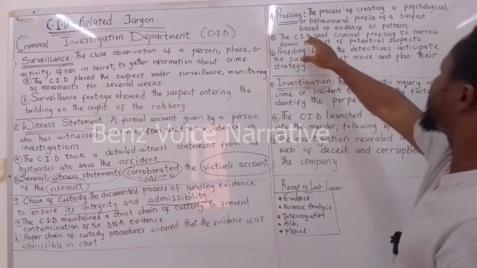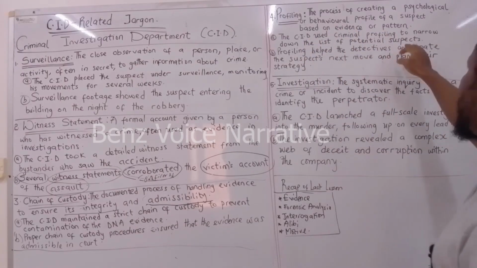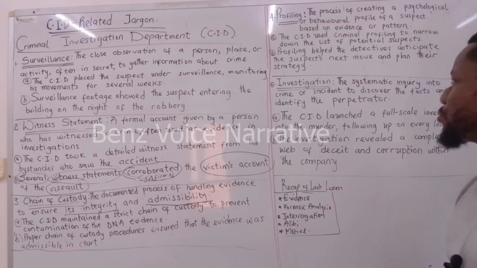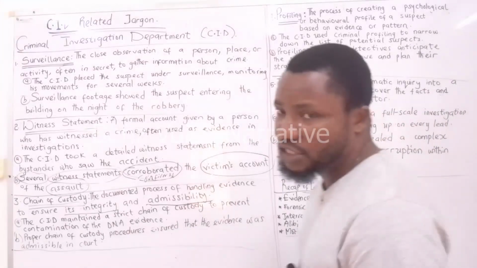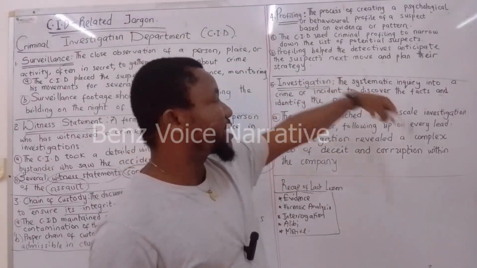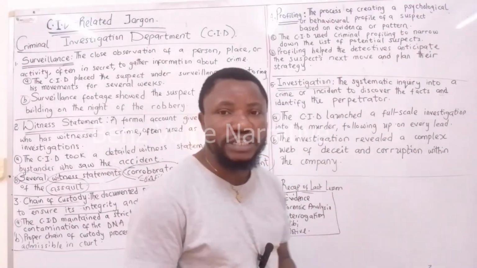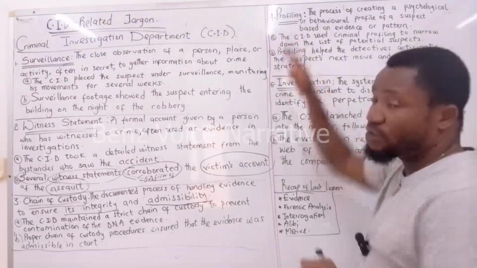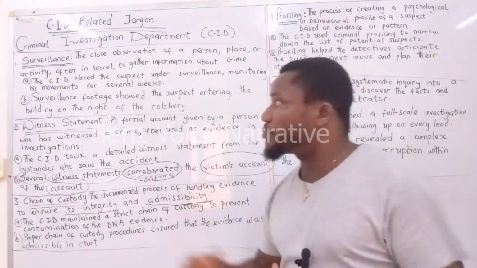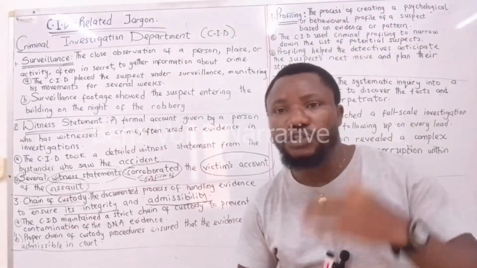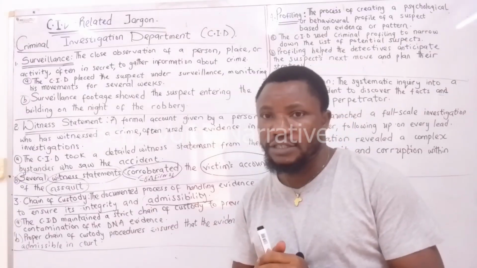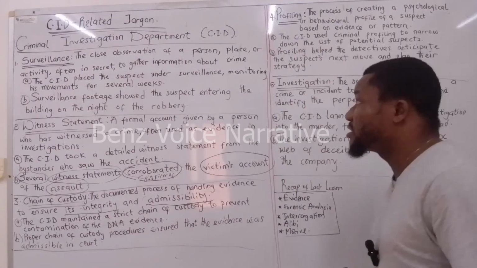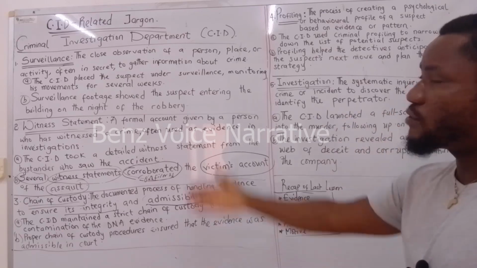Okay, so the CID used criminal profiling to narrow down the list of potential suspects. Two, profiling helped the detectives anticipate the suspect's next move and plan the strategy. Now, with the aid of psychological profiling, it's possible for officers of the CID to determine the next move, the anticipated move of a suspect. Okay, so all of these are the importance of profiling as a register of CID.